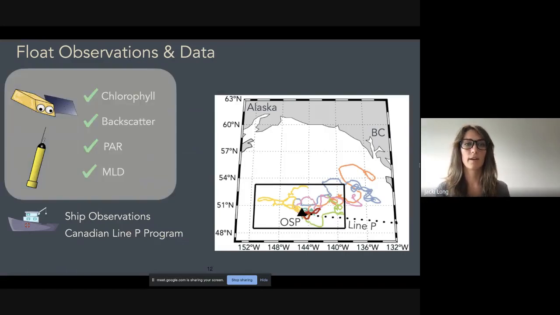And again, these are the variables that we need to calculate NPP using the CBPM algorithm, which will each be used for each device. So chlorophyll, backscatter, and the mixed layer depth will be constrained to satellite observations versus float observations, whereas PAR will have to use float observations for both types of estimates of NPP, satellite and float based.